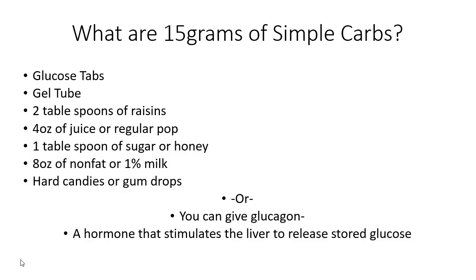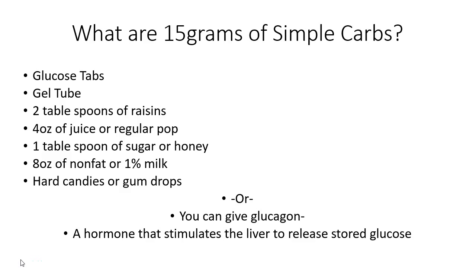Or in the hospital, you can actually give glucagon. It's a hormone that stimulates the liver to release stored glucose. So that way you're going to go from hypoglycemia to that target 100 range. Glucagon actually comes in a syringe, and you just do it IV, intravenously.